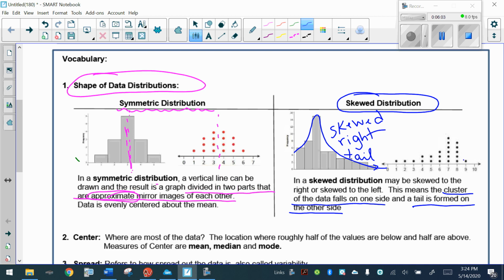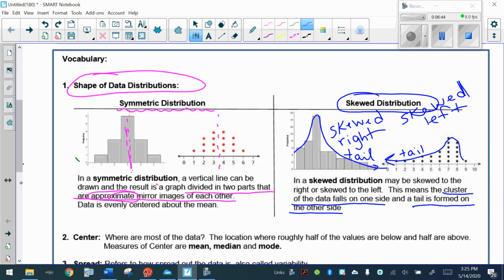And if I come over on this guy and I connect all the tops of those bars, the bars formed by the dots, I see the tail is on the left. So this is what's called left skewed, or skewed left, I should say. Skewed means being pulled in that direction. The cluster is on the opposite side, and then the data is being pulled just a little in the other direction by some kind of stragglers.